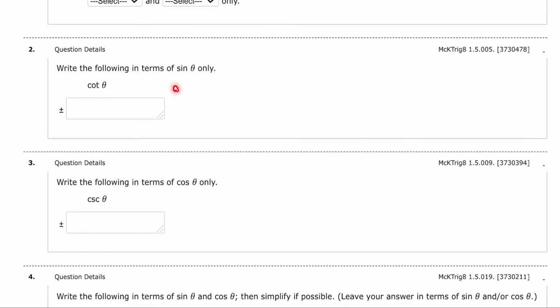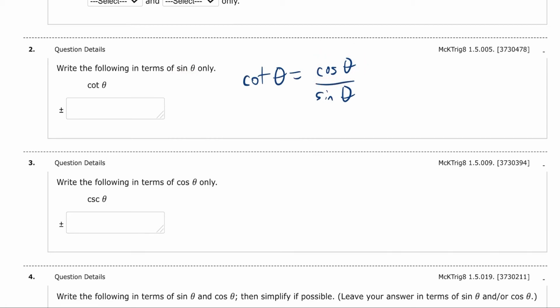So these two are very similar. They're just different trig functions. So I will work on the first one, cotangent. We know that cotangent by definition is equal to cosine over sine. But they want us to write that in terms of sine theta only. So they don't want this.